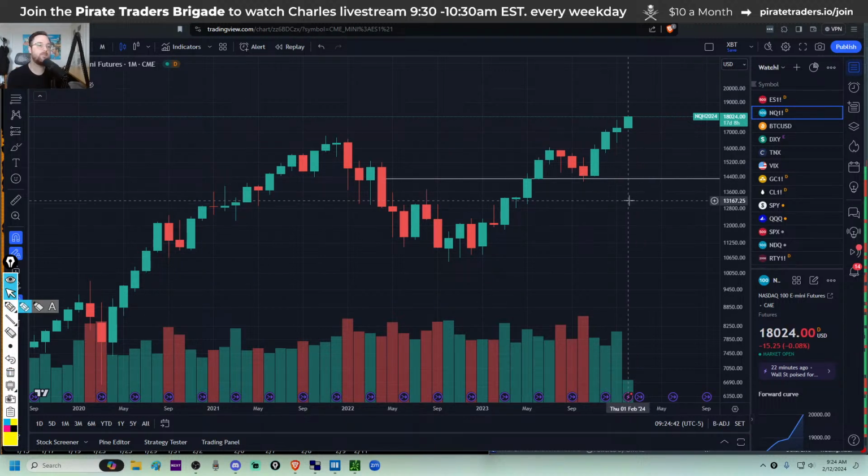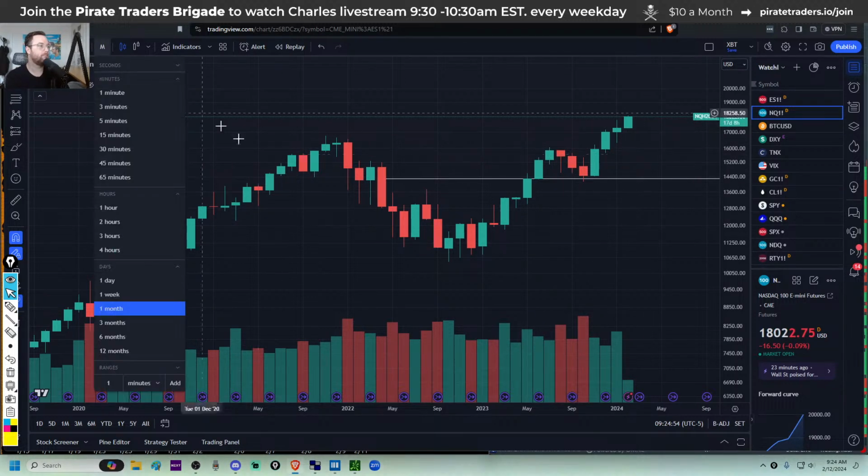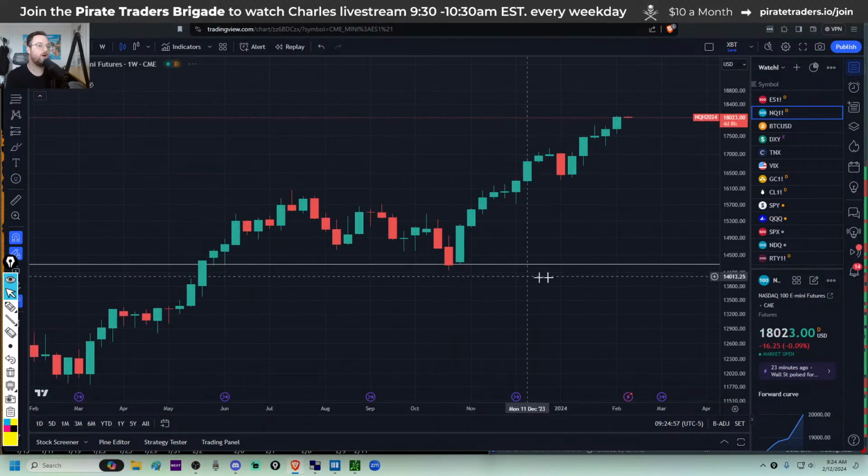All right, well, we're talking about momentum on the monthly chart. Charles, how do we know the momentum's running out? Well, first we'd see a change in momentum on the daily. Then we'd see a change in momentum on the weekly. Then we can assume a change in momentum on the monthly. So let's zoom in on the weekly.